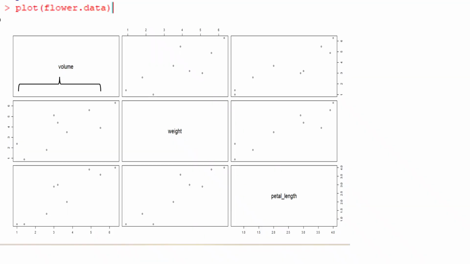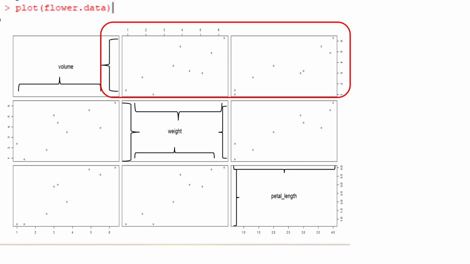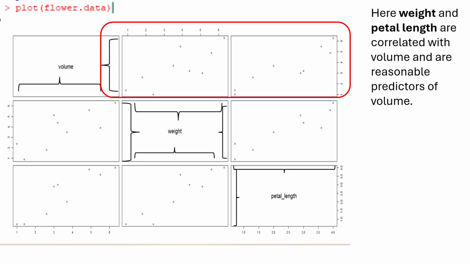So in this graph, they denote the axis. So in this graph, you can see we have volume as the y-axis and weight as the x-axis. So here weight and the petal length, they are correlated with the volume and they are reasonable predictors of the volume.